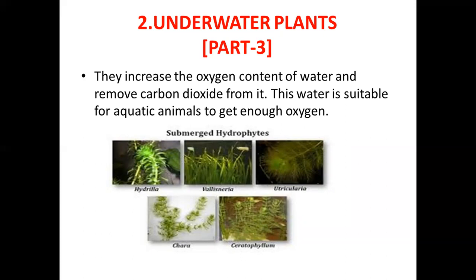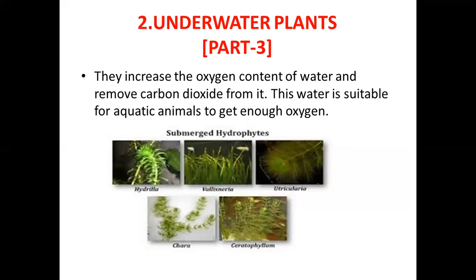These are underwater plants. And these plants have strap-like leaves, pointed and strap-like leaves. See the picture of Hydrilla plant. When you observe the leaves of this Hydrilla plant, it has pointed and strap-like leaves. This Hydrilla plant is very useful for the aquatic animals. Let us see how it is useful.